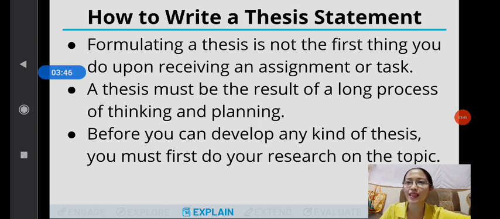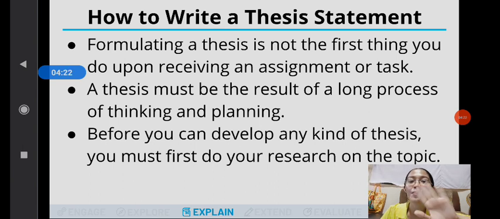Okay, formulating a thesis is not the first thing you do upon receiving an assignment or task. A thesis must be the result of a long process of thinking and planning. So, in order for you to come up with a thesis statement, you need to brainstorm first. Okay, now before you can develop any kind of thesis, you must first do your research on the topic, so that you are able to tell the reader how you will interpret the significance of the subject matter under discussion in your paper.